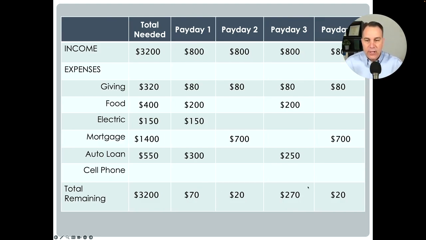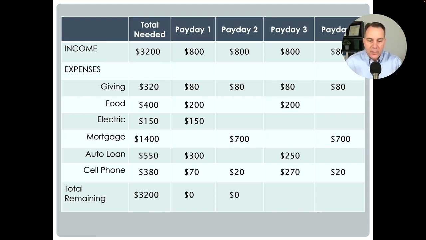So now they have their cell phone. Their cell phone was $380. Maybe it's due towards the end of the month. They're going to allocate $70 from paycheck 1, $20 from paycheck 2, $270 from 3, and $20 from 4 to then have the money to pay the cell phone bill. And again, the balances come down accordingly.